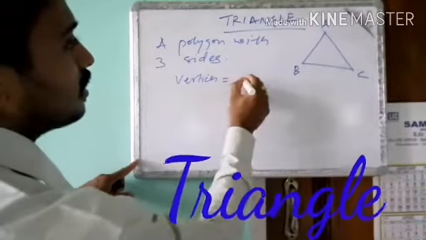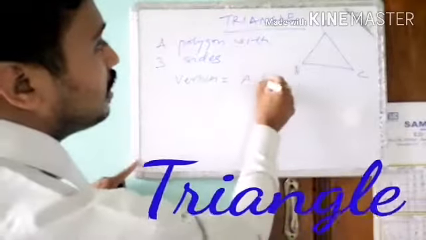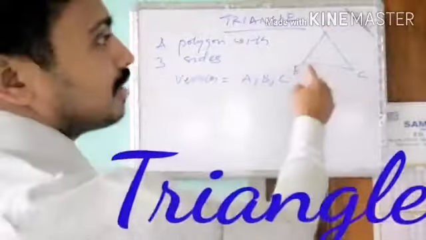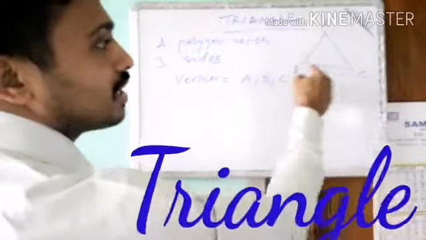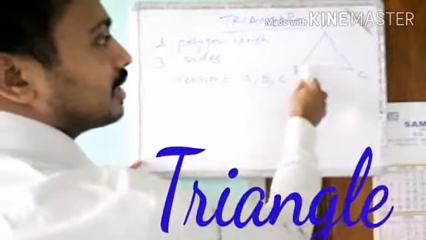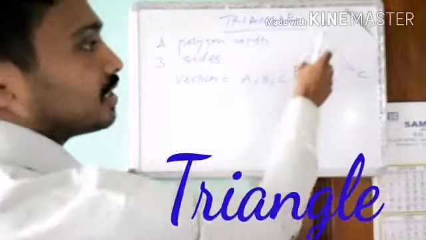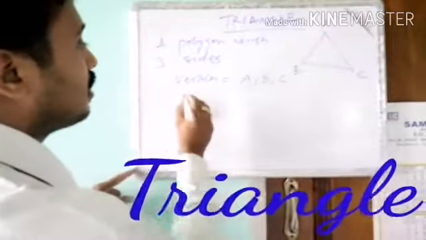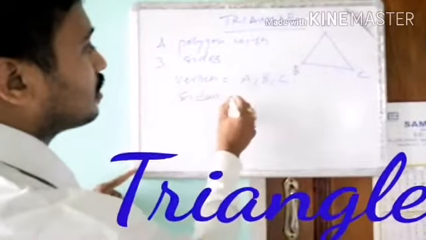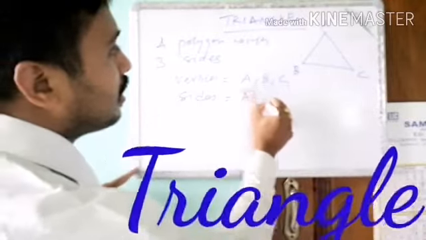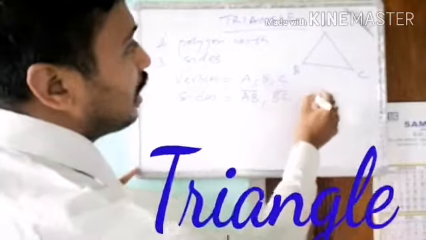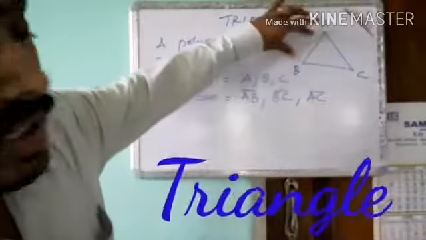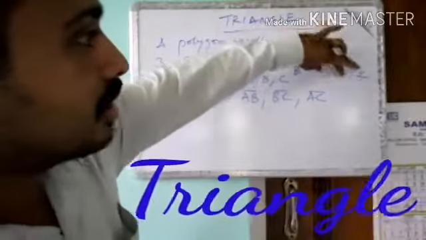Vertices, that is A, B, and C are the vertices. What are vertices? When two line segments meet, that is called a vertex. So A is a vertex, B is a vertex, C is a vertex. What are the three sides? AB, BC, and AC. They are the three sides. These line segments are called the sides.